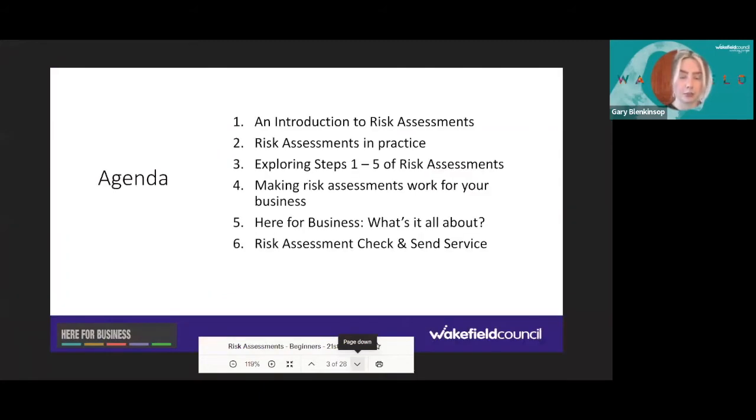On the agenda, so what you can expect, we have an introduction to risk assessments, a little bit about risk assessments in practice. We will explore steps 1 to 5 of risk assessment, making risk assessments work for your particular business, and then a little bit about us as the Here for Business team and what we can offer you, and a little bit about our risk assessment check and send service that we'll be introducing for you to take advantage of.